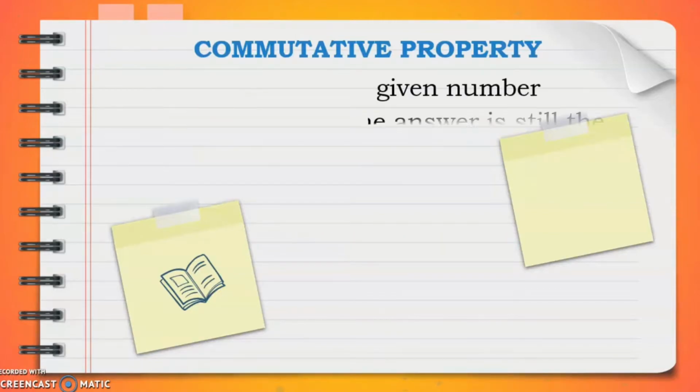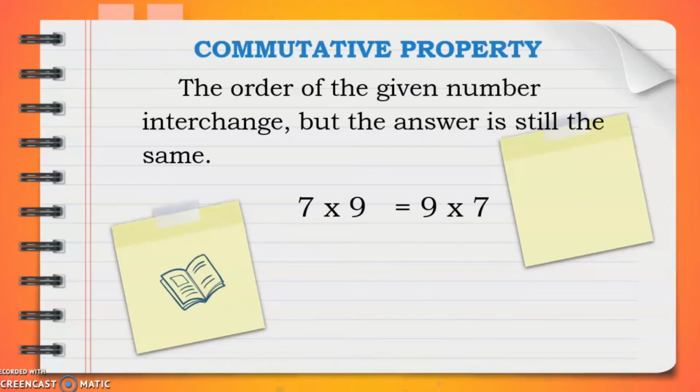Another example sa commutative, let's say 7 times 9, parehas lang din ba ang sagot pag sinabing 9 times 7? Yes, of course, parehas lang. Kasi pinagpalit mo lang yung order ng number. So, parehas din siya. 7 times 9 ay 63. Ang 9 times 7 ay 63. So, ang tawag doon ay commutative property.